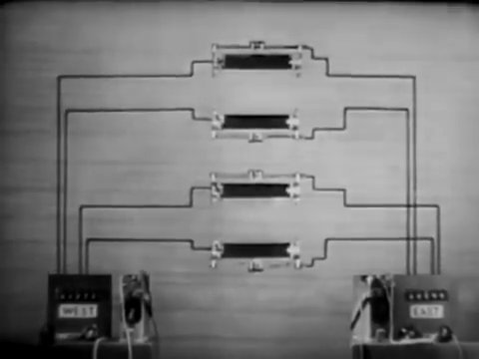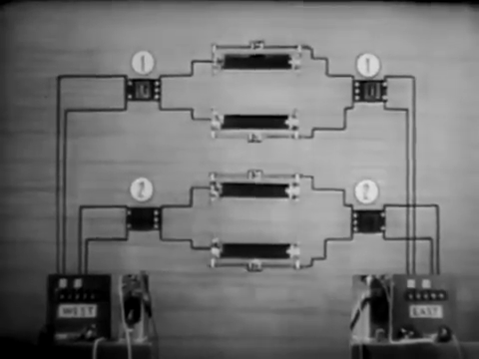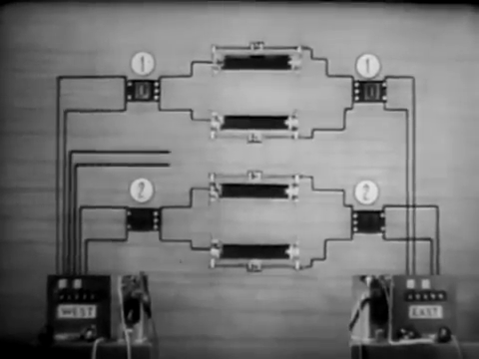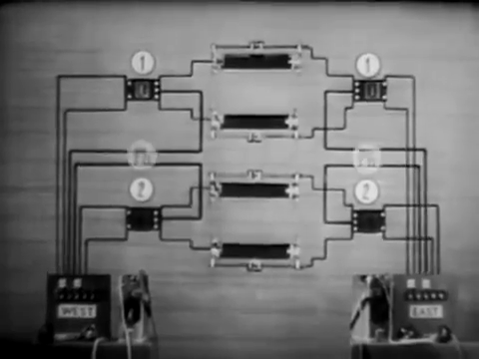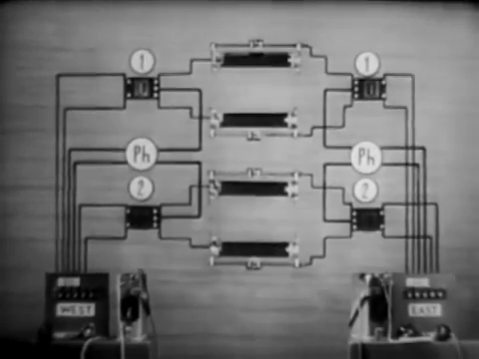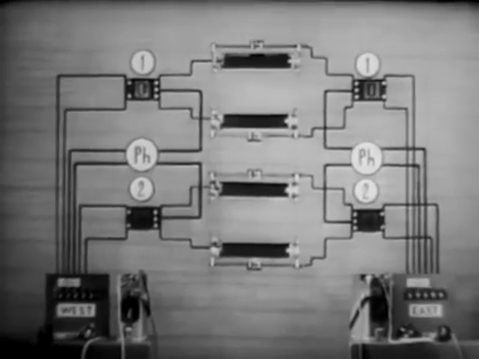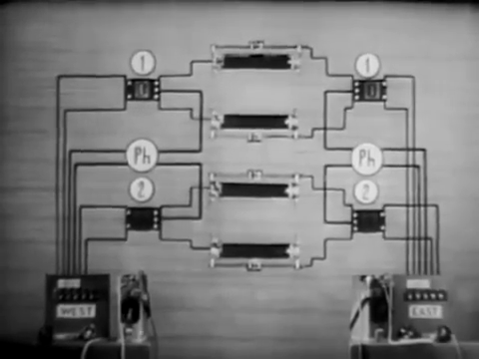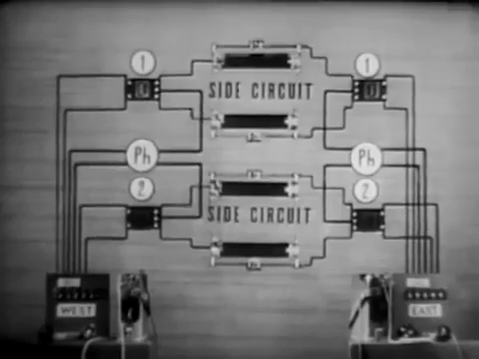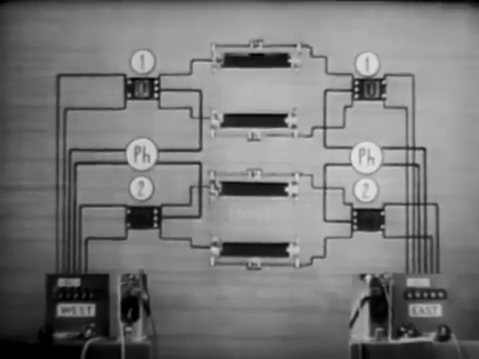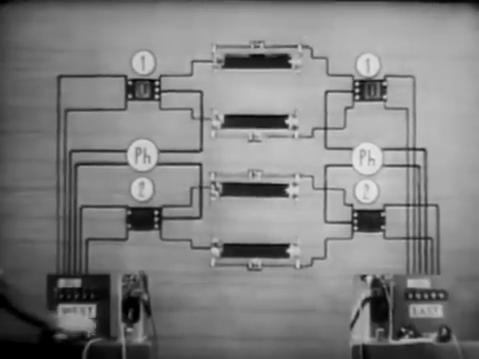The first step is to insert a repeating coil at each end of each line. The phantom may be a telephone or telegraph circuit. We're going to use it for telephone. We now have our phantom circuit. The two original circuits are now known as side circuits. Altogether, the three circuits form a phantom group. Let's see if they all work.